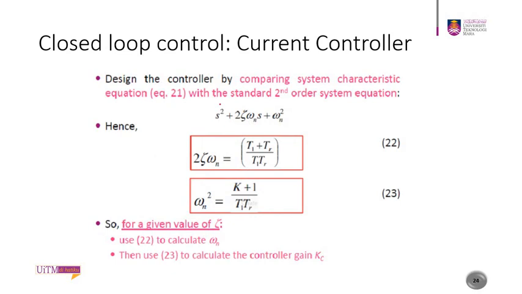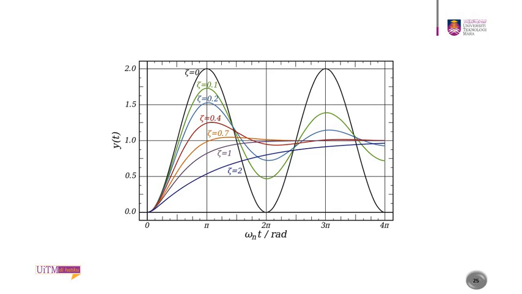So design the controller by comparing system characteristics. You get both of these equations. And if you simulate using a computer, you get for most of the values of sigma. The higher the value of sigma, you see that your control will be more stable.